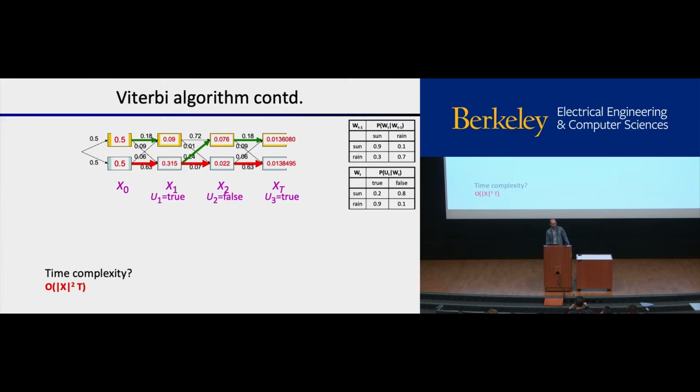Okay, the time complexity of this, getting up to big T, is quadratic in the size of the state space, linear in the total duration. The space complexity is just linear in the state space. That's nice. And the number of paths, technically, that we're optimizing over is the size of the state space to the power of T.